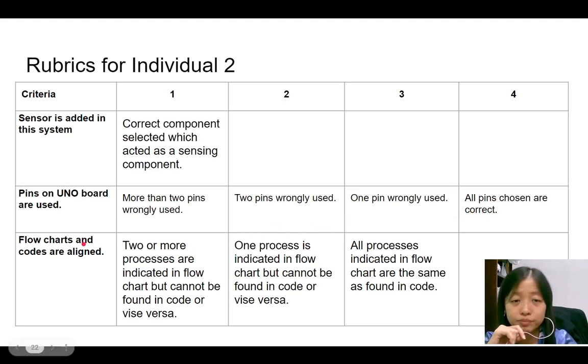And flowchart and codes are aligned. Make sure that all the processes in your flowchart are exactly the same in the code. Then you will get some marks. This is how I look at the rubrics. If there are 1 or 2 things that are wrong, then your marks are reduced.